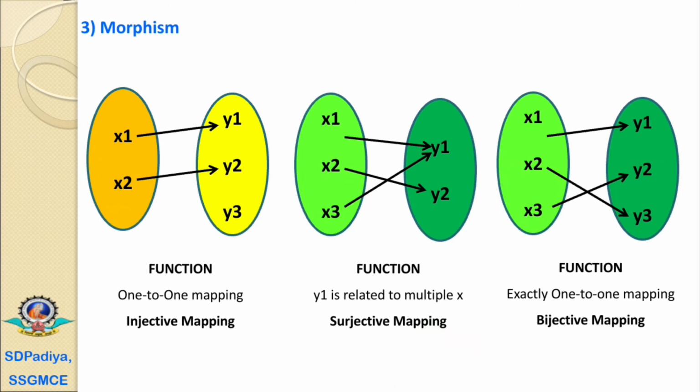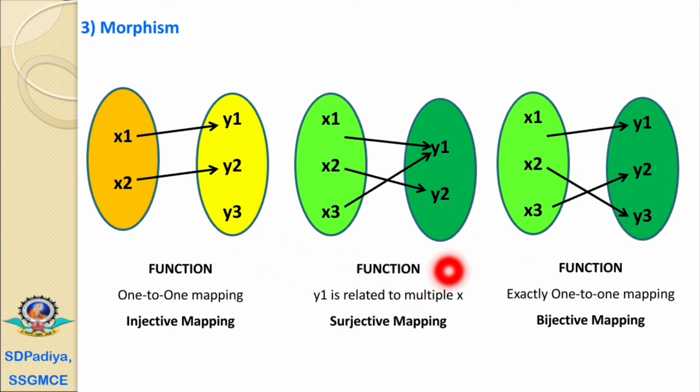If we have any two sets, and any element of the second set is empty, it doesn't matter, it may be empty. But if x1 has a relation with y1 and x2 has a relation with y2, meaning every element of X has a relation with only one element of Y, then we call it one to one, and this function or mapping is called the injective mapping.